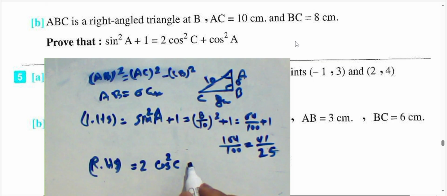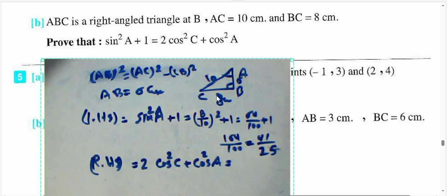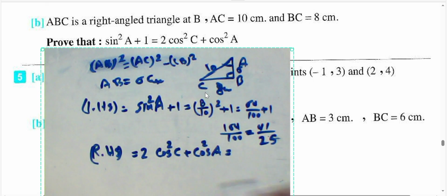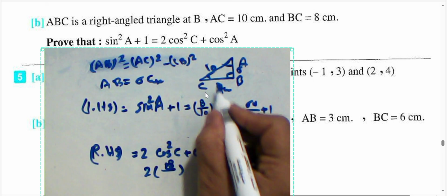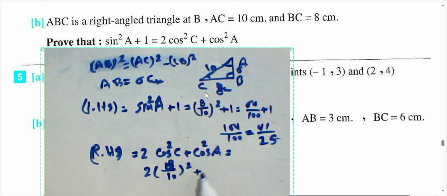power 2 of C plus cosine power 2 of A. We can substitute cosine C, adjacent over hypotenuse, then 8 over 10, or 2 plus cosine A, adjacent over hypotenuse, 6 over 10, to the power 2. Then we can complete it.